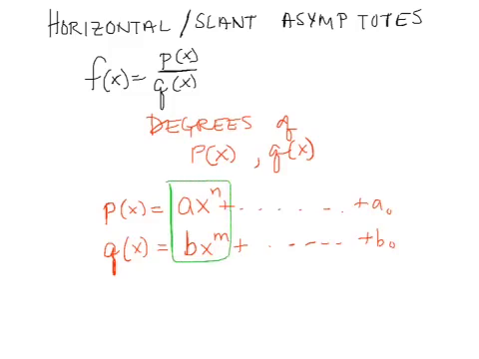So what's nice is if n, the degree of the numerator, is less than m, the degree of the denominator, then our horizontal asymptote is the x-axis.